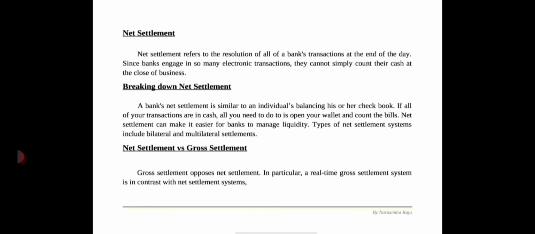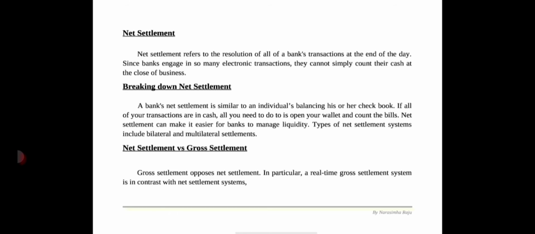And coming to the net settlement versus gross settlement. Gross settlement opposes net settlement. In particular, a real-time gross settlement system is in contrast with the net settlement system. For example, transactions among institutions are accumulated during the day. At the close of business, a central bank will adjust the active institutional accounts by the net amounts of the funds exchanged.